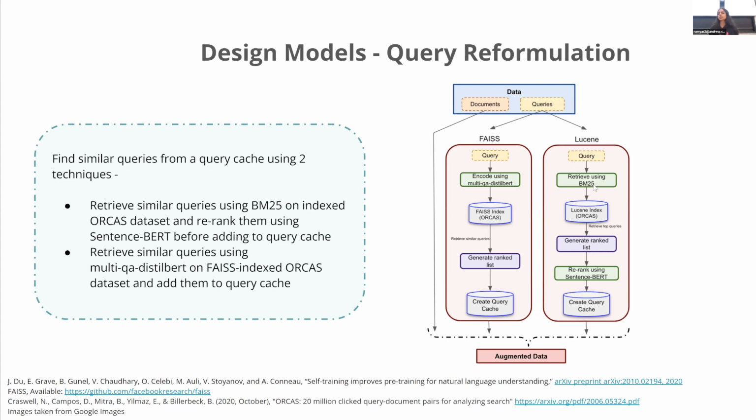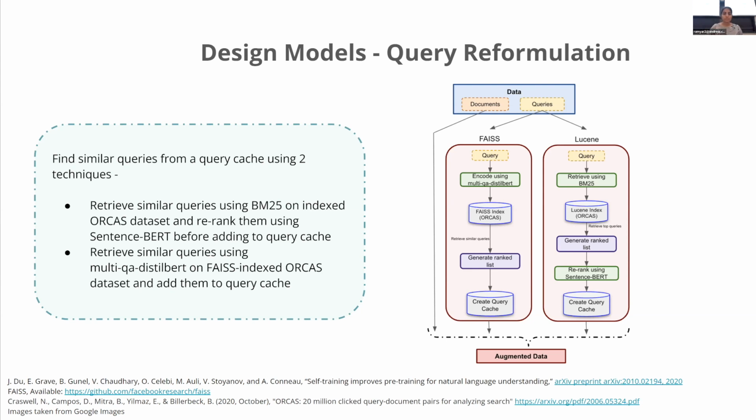The Lucene pipeline is quite similar, the only difference being that the retriever uses BM25, and also the index is Lucene, which is a bit slower compared to the FAISS fast retrieval. And we generate a rank list here, but we also re-rank it using sentence BERT so that the final queries that we use are better than the previous ones. And we finally create a query cache out of it as well. And all this acts as augmented data for our DA pipeline.